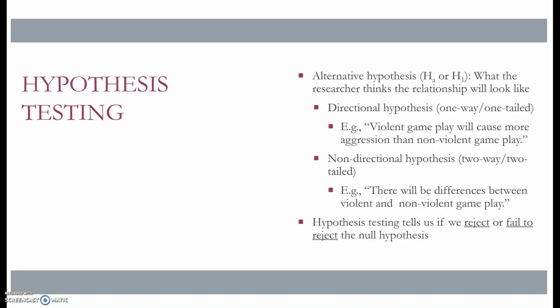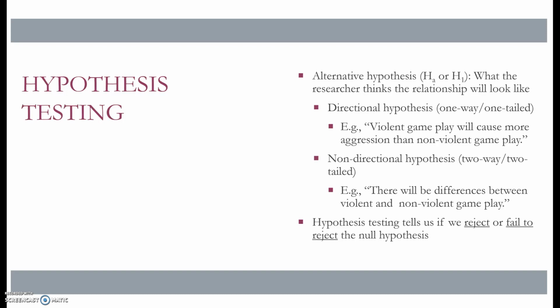But what we are really interested in is the alternative hypothesis. That's what science is all about. We want to propose the reality that we believe to be true. There are two types of hypothesis. One is the directional hypothesis. It's one way, one-tailed.